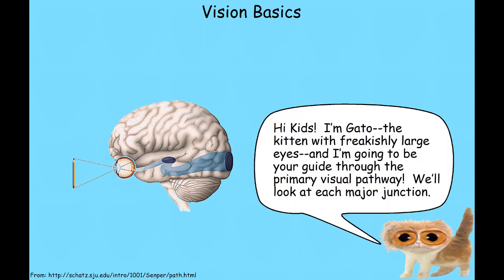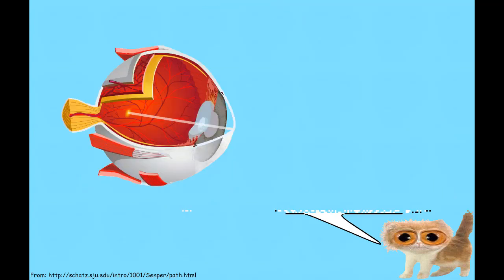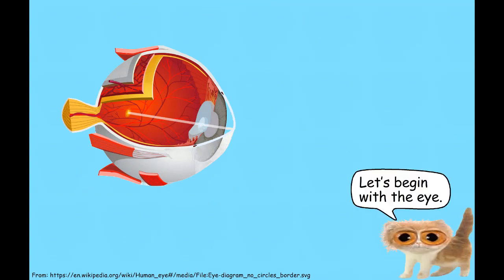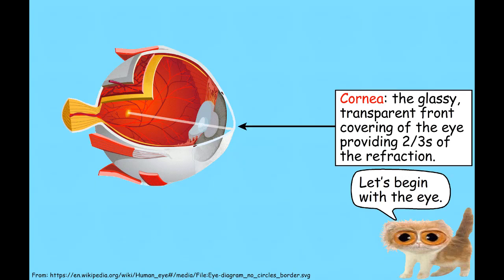Our guide for this lecture is going to be Gatto, the kitten with freakishly large eyes, which seems somehow appropriate. So let's take a look at eyes. Our eyes have a cornea. It's a glassy, transparent front covering the eye, and it provides about 2/3 of the refraction, the bending of light into focus from the visual stream.